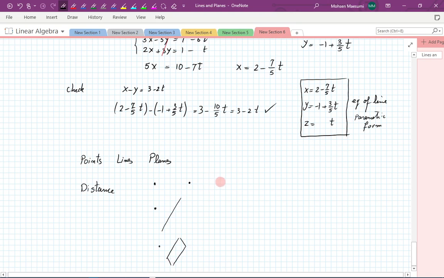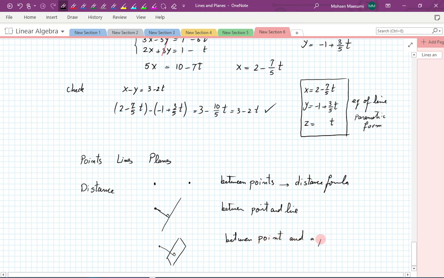So distance between points. Okay, so that is the high school distance formula. Between a point and a line, what do you mean by distance? Well, that means shortest distance. Always, distance means shortest distance. Same idea here between a point and a plane. So these ideas, let's postpone to the next lecture.